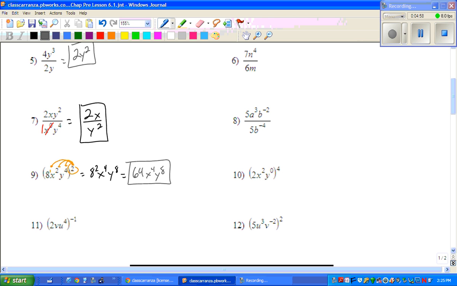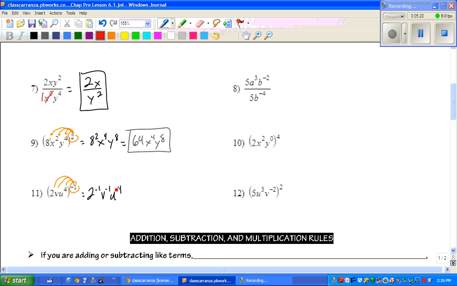All right, number 11. I'm going to go through and distribute, and remember that distributes to everything. So that's 2 to the negative 1, v to the negative 1, and u to the negative 4th. Okay, we're just multiplying. So everything's negative, so everything drops down. A 1 on the top, so we get 2vu to the 4th.